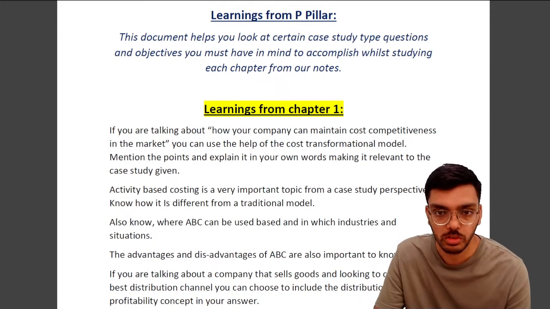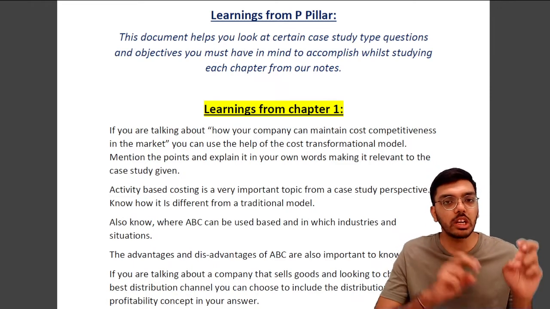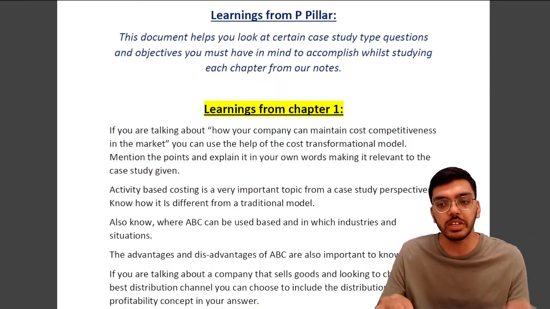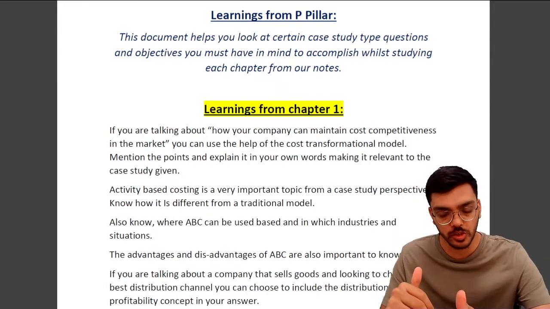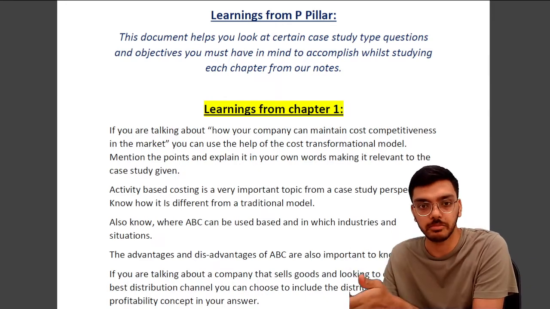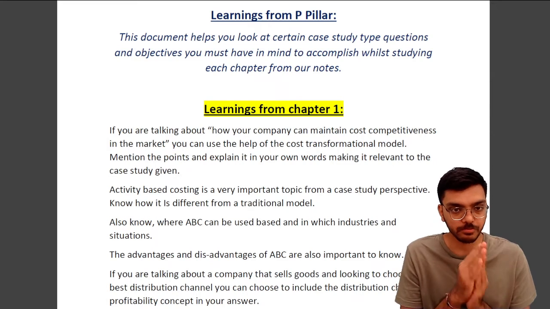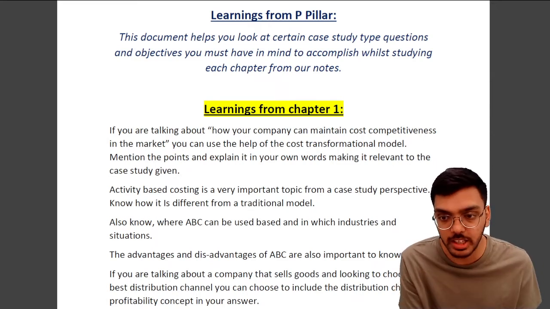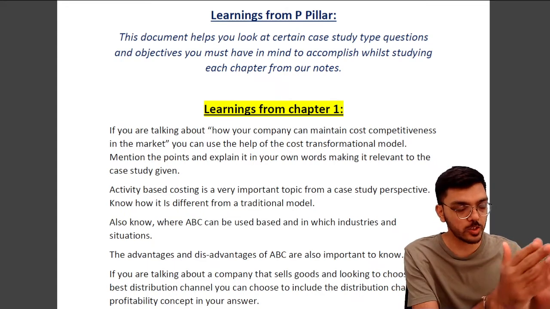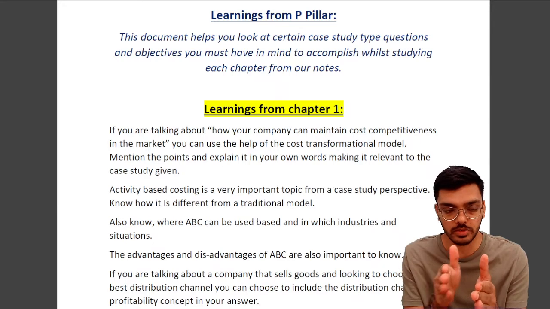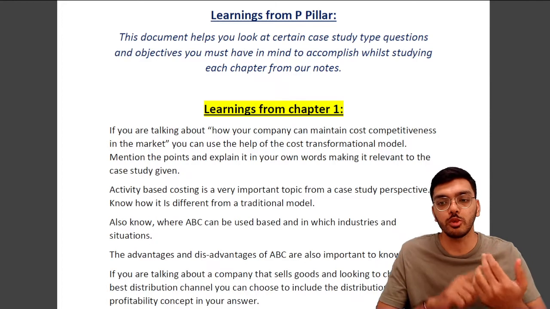So for P2 specifically, we have learning mind maps available, or we call them learnings, at the end of every chapter. That's what we call it. Once you sign up with us, you get our full study notes as well. But along with that, you will get extra documents called learning documents. These learning documents tell you what you are supposed to know from the first chapter. So my notes will be chapter 1 notes and then the learnings, chapter 2 notes, then the learnings.